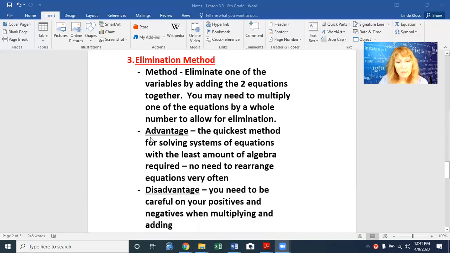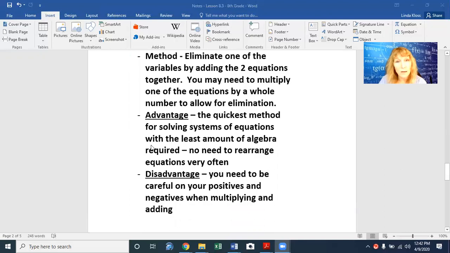The advantage is this method is the quickest for solving these systems of equations, and it gives you the least amount of algebra that you have to do, and you don't have to rearrange equations like you had to in the other two methods. The disadvantage is you need to be very careful with your negatives and positives when you're multiplying and when you're adding and subtracting, which you have to do with the other two methods anyway. So it's really not a disadvantage, in the sense that you still have to be careful with any of the methods with your subtracting, multiplying, and dividing with negatives and positives.